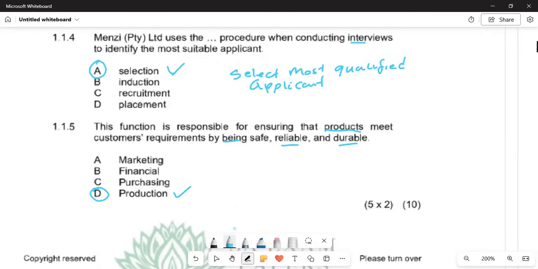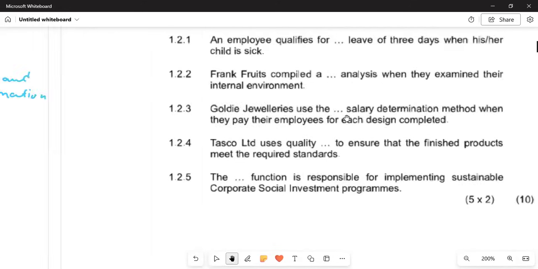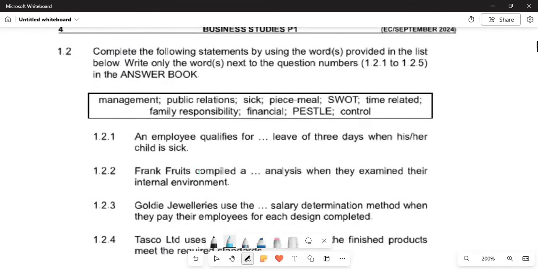So now we are to move on to 1.2. Here under 1.2, it says, complete the following statements by using words provided in the list below and write the words next to the question number 1.21 to 1.25 in the answer book. So we are given words in the bracket, and we are going to use them to answer these questions from 1.21 to 1.24, meaning we're going to fill in the missing words.